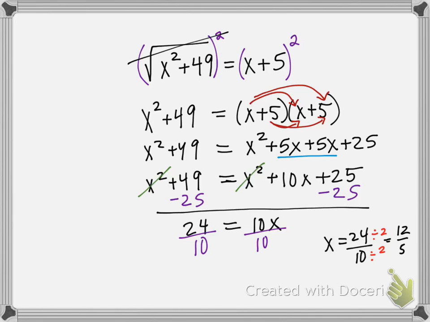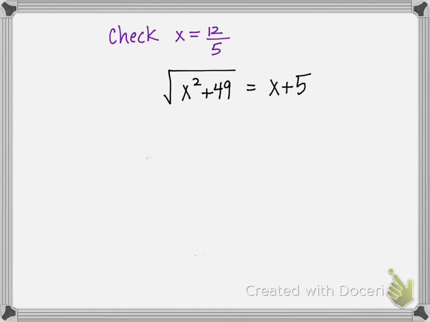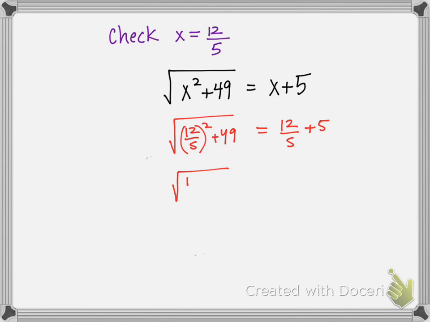So I do have to check my answer to make sure I don't have an extraneous solution. So to check, we're going to plug in 12/5 for x and see if we get a true statement. So this is the square root of (12/5) squared plus 49, and that's equal to 12/5 plus 5. So if I take 12/5 and multiply it by itself, I get 144 over 25 plus 49. That's underneath the square root, and that's equal to 12/5 plus 5.